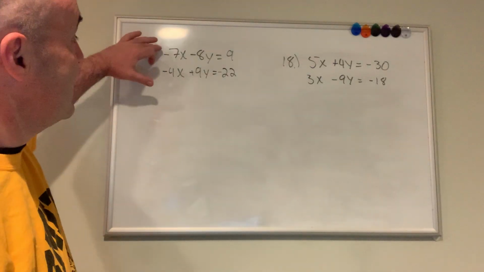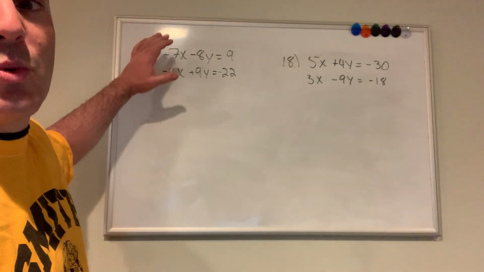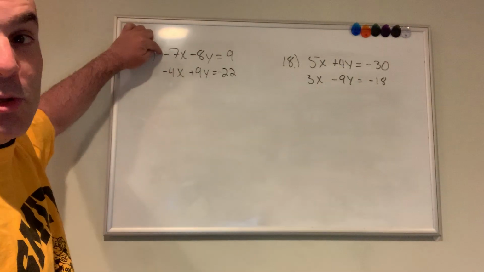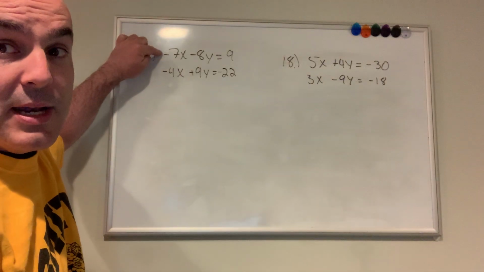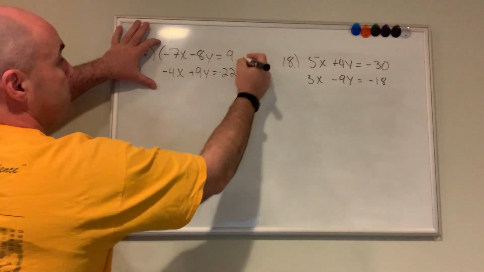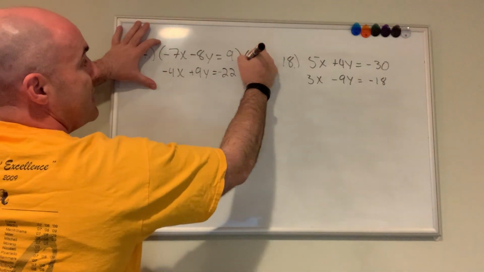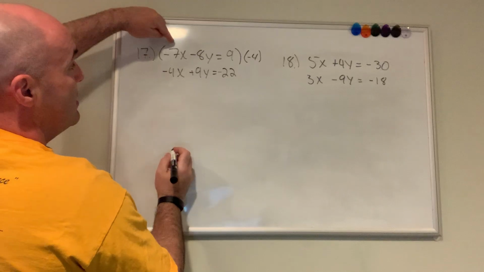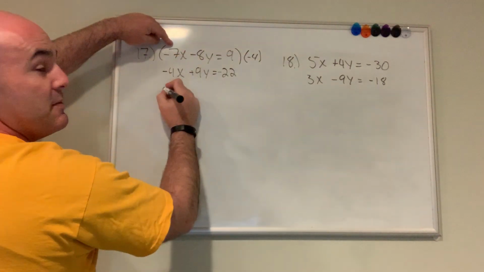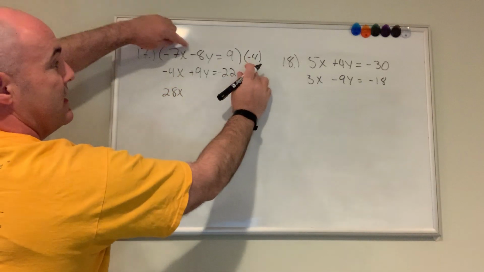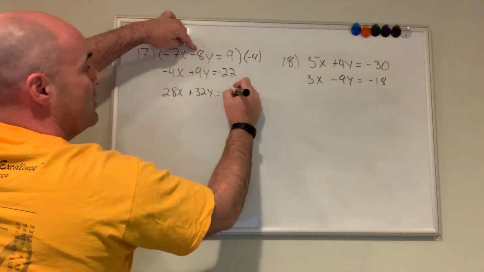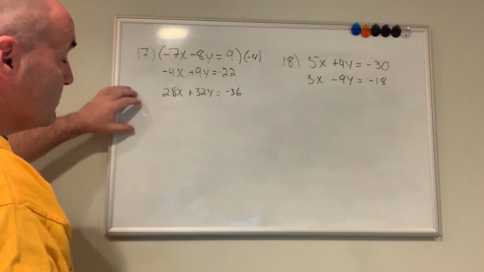If I take a look at the x's, 7 and 4, the least common multiple is 28. Okay, so 28 is a little bit better, but that is going to require me multiplying one by a positive value and the other by a negative value. So this one, let's multiply by negative 4. So my bottom equation, when I do this, I'm going to write down here: negative times a negative, that's positive 28x. Negative times a negative, that's positive 32y is equal to negative 36.